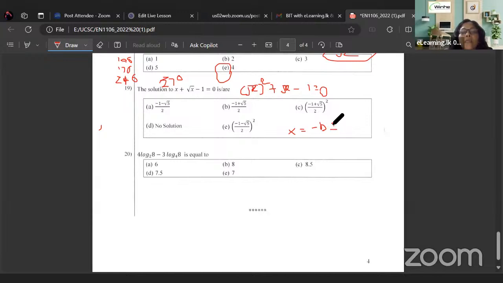minus square root of b squared minus 4ac divided by 2a, right? This gives the answers. Here there are two answers: minus b plus square root of b squared minus 4ac divided by 2a, or minus b minus square root of b squared minus 4ac divided by 2a. Right?